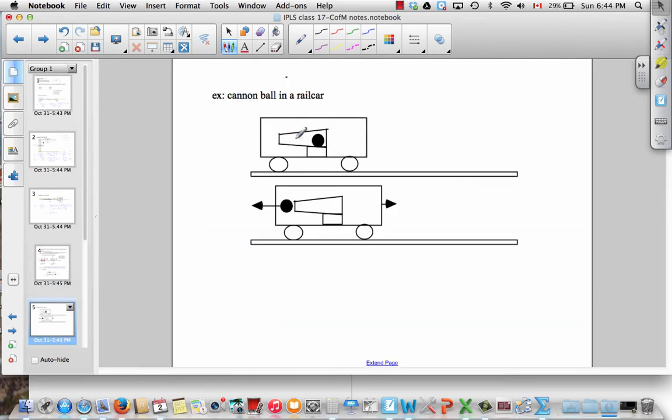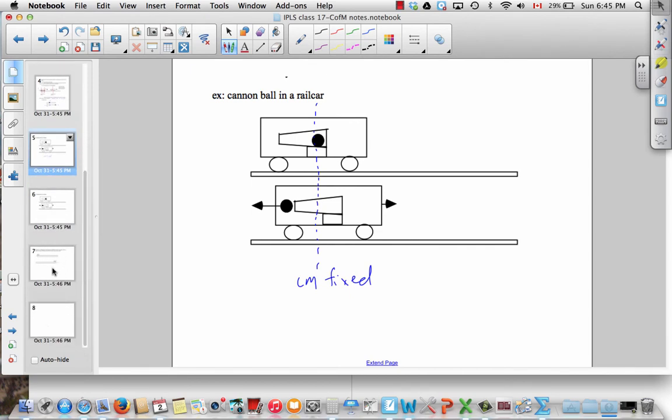Another classic example is putting a cannon inside a rail car and firing it off. Well, because this is a closed system, the center of mass is going to stay fixed. The cannonball is going to go one direction, and the cannon and rail car is going to recoil in the other. But again, the center of mass stays in place, and will do so as long as you have a closed system.